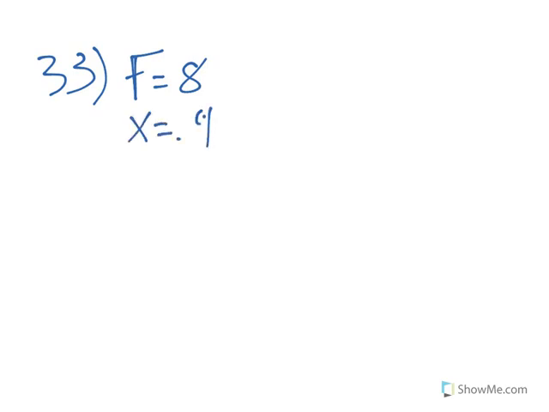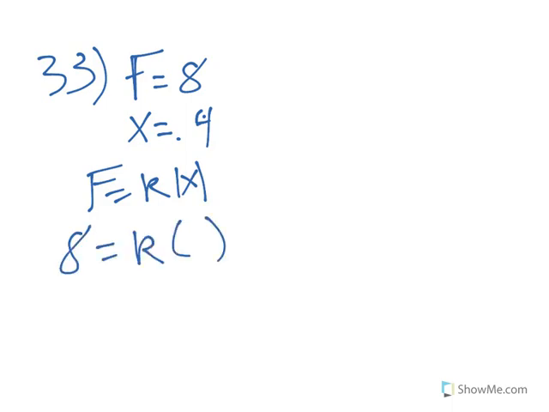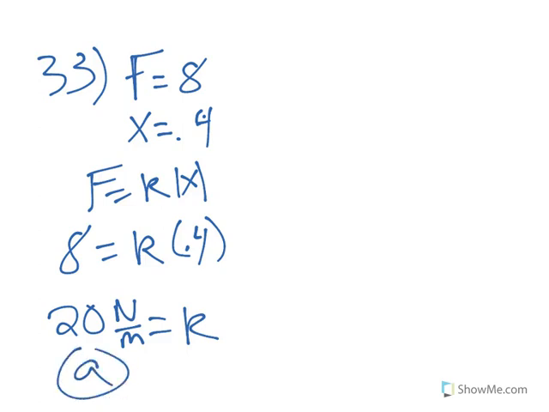33. 33 says the graph represents the relationship between the force applied to a spring and the elongation of the spring. What is the spring constant? Well, what we do there is we just pick a point. So I'm going to pick the force equals 8, and when the force equals 8, the elongation is 0.4. So x is equal to 0.4. So you set up force equals kx. So you do 8 equals k times 0.4 and solve for k. So it comes out 20 newtons per meter is equal to k, which is the answer choice A.